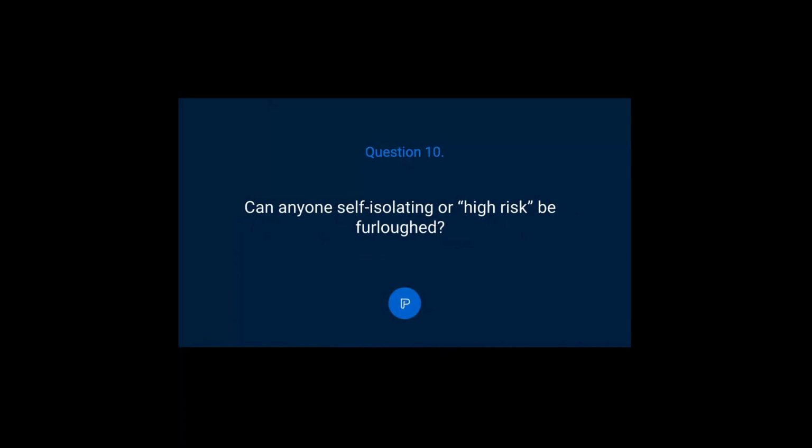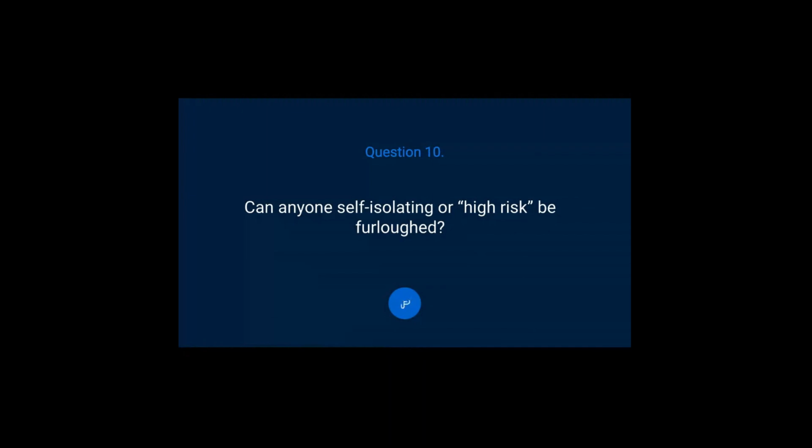Question 10. Can anyone self-isolating or high risk be furloughed? The government have, again, updated guidance, and yes, the employees who are classed as high risk or who have chosen to self-isolate, they can be furloughed. However, they can only be furloughed if the employee is not expected to return to their role and otherwise would have been laid off or made redundant.